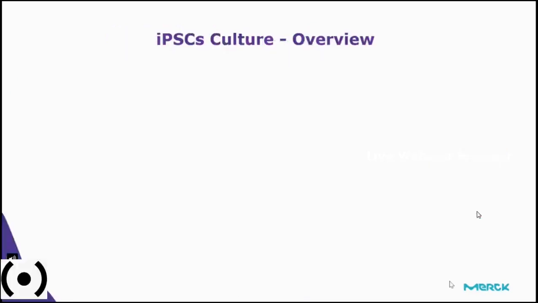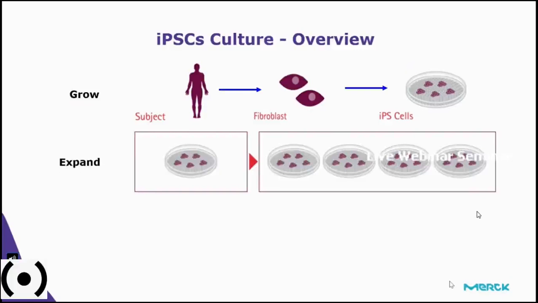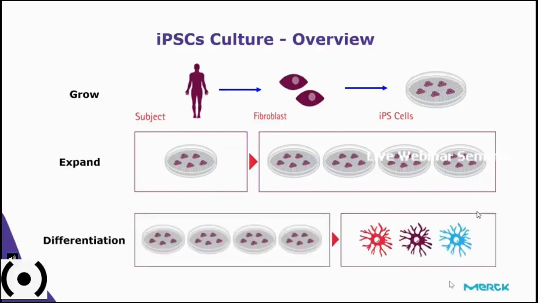Okay, next, let me give you an iPS culture overview. There are three steps: you have to grow them, you have to expand them, and you have to differentiate. When you grow, you have to take biopsies, grow the fibroblast, and then reprogram them and generate iPS cells, right? This is the first step, growing and converting iPS cells. Then you have to expand them. Once you have purified iPS cells, you just pick the colony and expand them in large cultures. And then finally, when you have a sufficient amount of iPS cells, this is the time that you have to provide the right environment to differentiate them into your cell of interest.